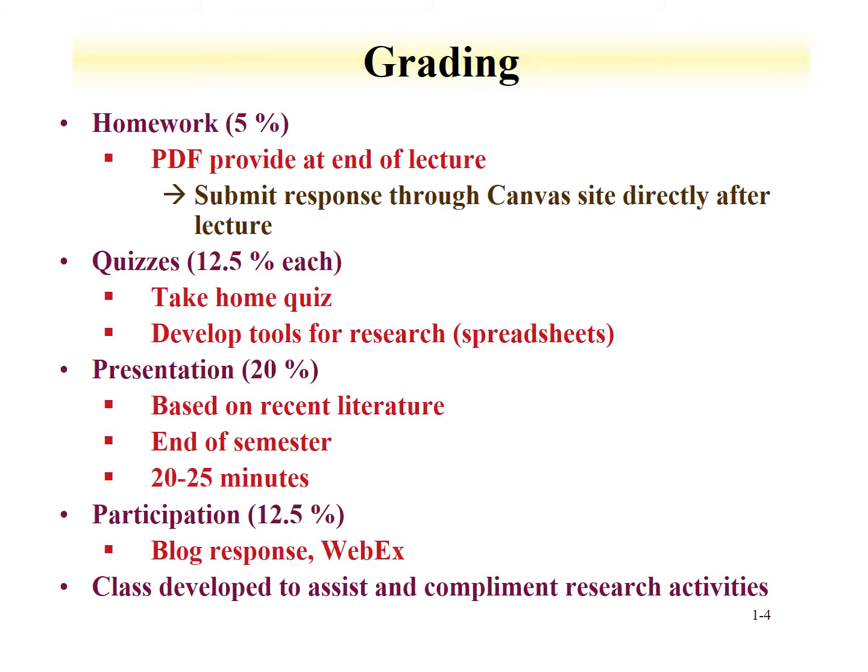The grading for the course is shown here. The PDFs at the end of each lecture are worth 5%. These should be submitted through Canvas directly after the lecture. The quizzes are 12.5 points each. They will be take home. Some of these will include development of tools for research, for instance, spreadsheets that one can use to calculate activity or mass for a given isotope based upon input parameters.